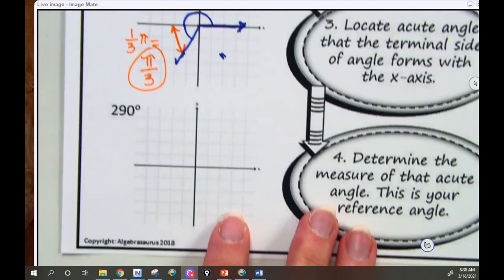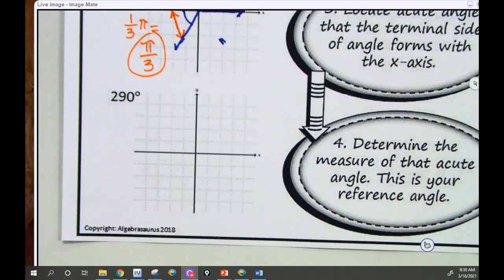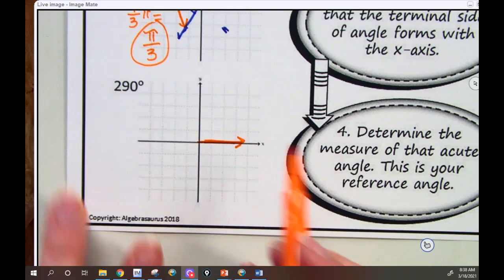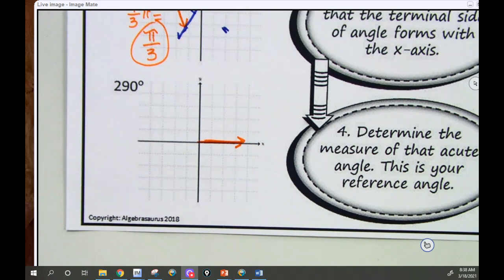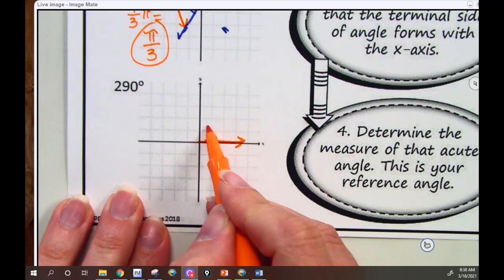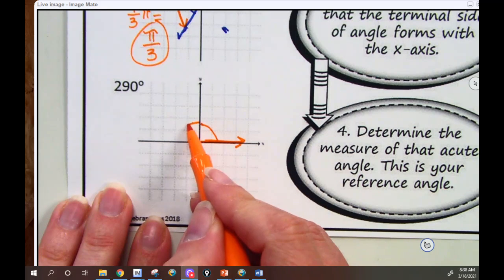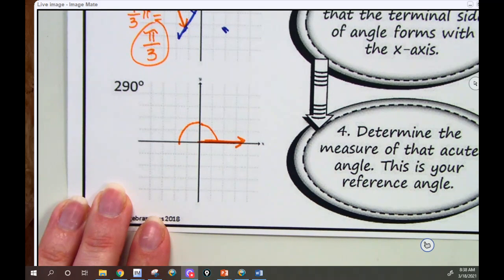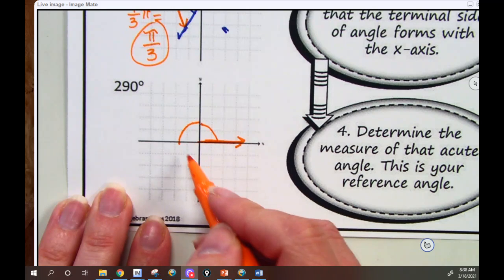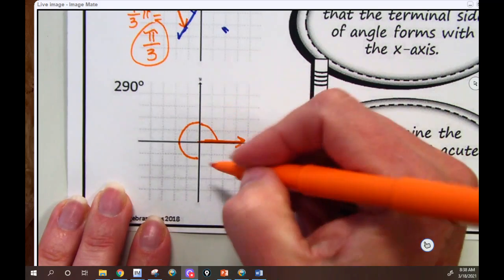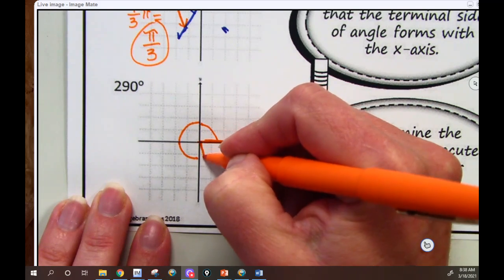One more. Sketch that 290. And I really, really do like to work in 90 degrees. So watch this. Here we go. 90. Another quadrant would be 180. Just adding 90s, right? Another quadrant would be 270. How much further do I need to go? Another 20 degrees. So somewhere in there.